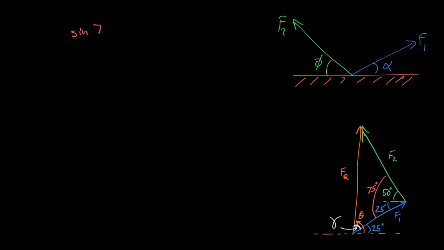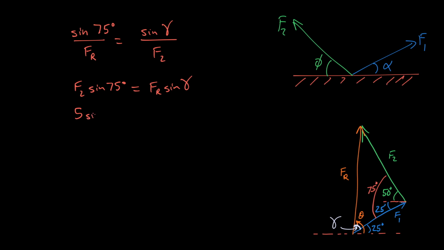we can write the sine of 75 degrees, and then the corresponding side length for that, which would be FR, which we found, would equal the sine of gamma over the corresponding side length for that, which would be F2. So now we can cross multiply to get F2 times the sine of 75 degrees equals FR times the sine of gamma. Plug in the known values for F2 and FR. We get 5 times the sine of 75 degrees equals 5.1221, I'm using the full value of that again so we don't carry our rounding error, times the sine of gamma. So our only unknown now is gamma.